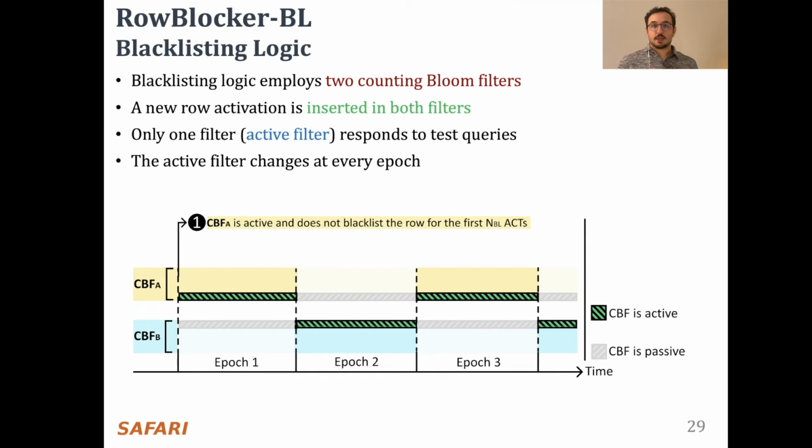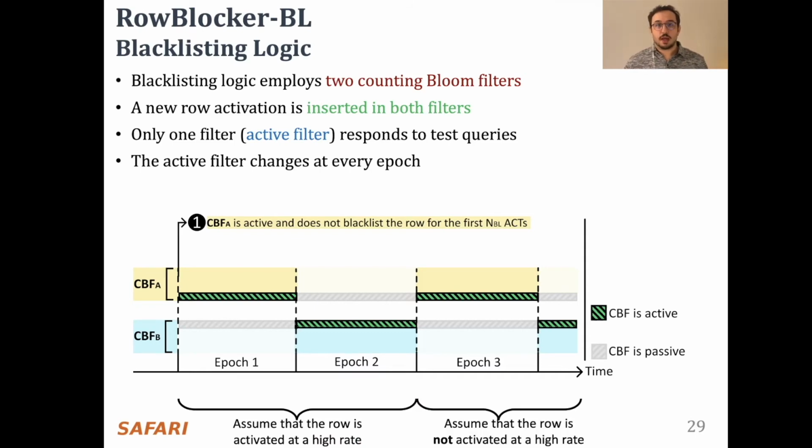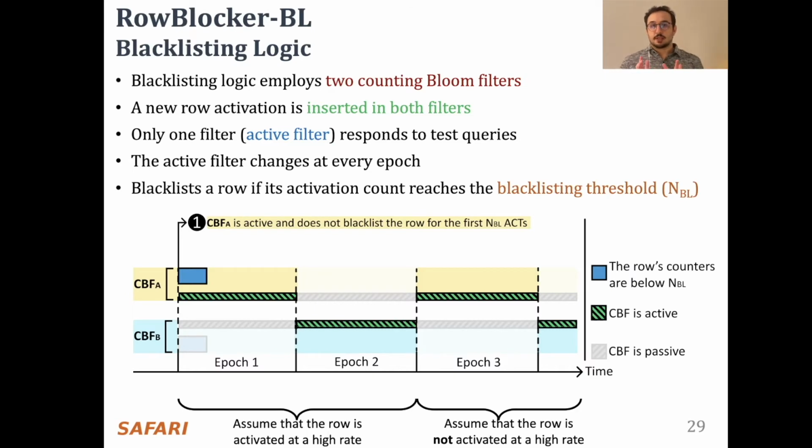For example, at timestamp 1, CBF-A is active. Now assume that a row is activated at a high rate in epochs 1 and 2, and at a low rate later on. RowBlocker blacklists a row if the row's activation count reaches the blacklisting threshold, called NBL.